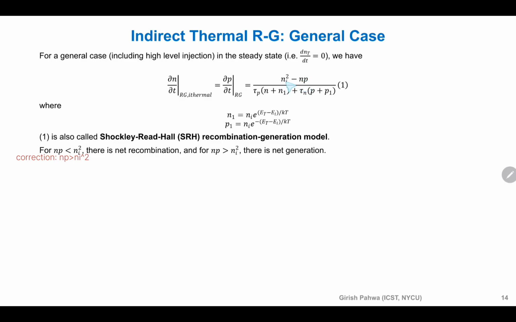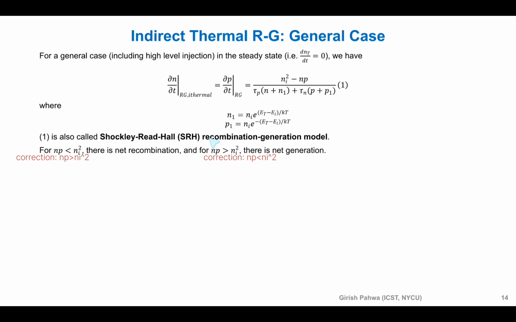Similarly, if Np is smaller than Ni square, then there is a net generation that is going to happen. People who have gone through the p-n junction, in the forward bias, if you remember, the electron concentration and hole concentration in the depletion region increases, that is more than Ni square. N into P becomes greater than Ni square. That's why you have recombination and you have a corresponding recombination current.